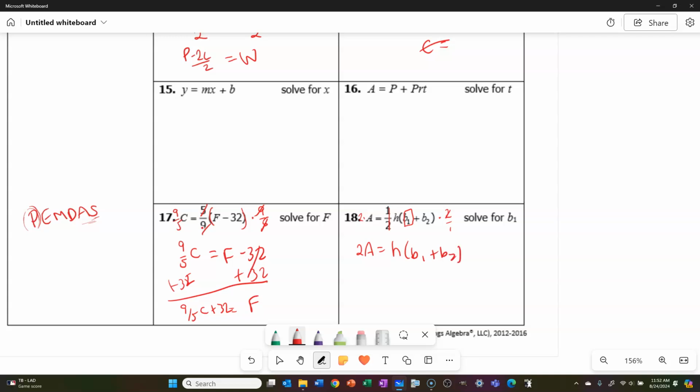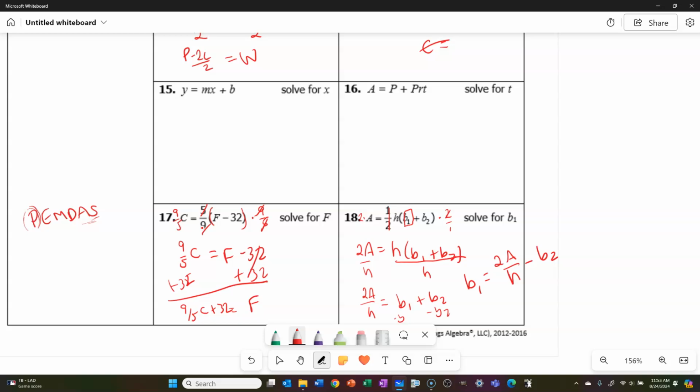Now to get rid of the h, I'll need to divide so that I can free up that thing that's in the parentheses. So I'll have 2A over h, and that will equal b1 plus b2. And I'm solving for b1, so then I'll subtract b2. So b1 is going to be 2A over h minus b2.